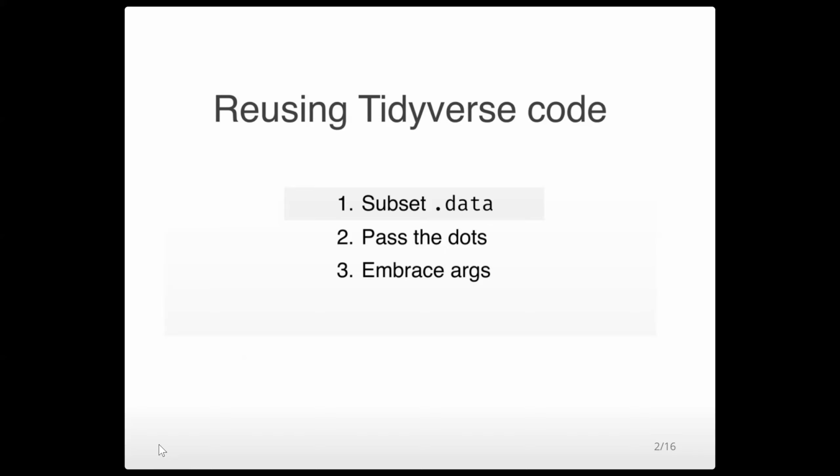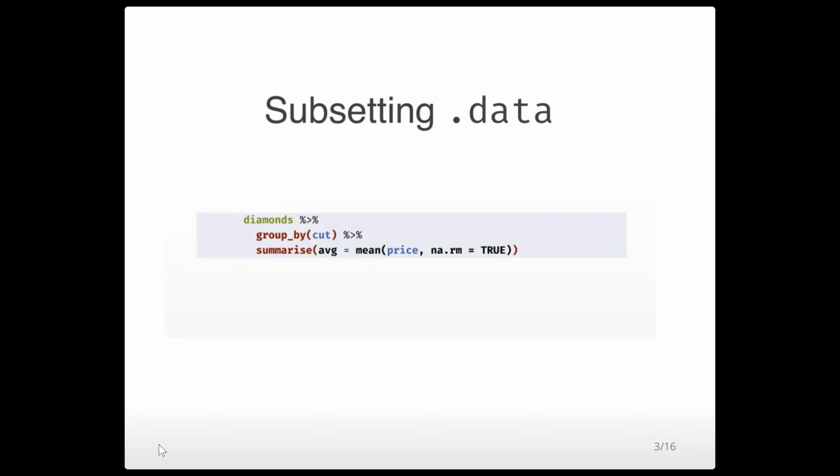So the first topic is subset.data. What does that mean? Well, it looks like the following. Say that we have code like this. This is just analysis code. We have a data set, now highlighted in green. Let's pretend that the data set diamonds that comes with the ggplot2 package is the data set that we want to analyze. We want to group by cut. Cut is one variable in the diamonds data set. And then we want to summarize the results. We create the new variable average, which is the mean of the variable price after removing missing values.